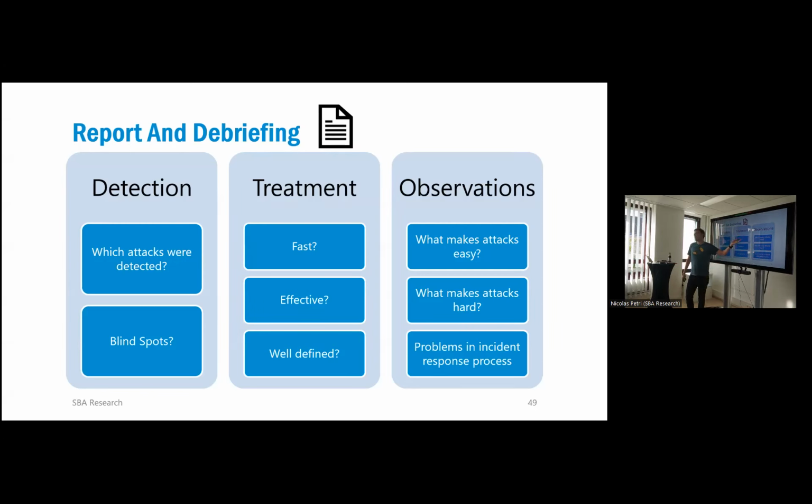And then you write down some observations, basically what makes attacks easy, what makes them hard. Maybe the security awareness is extremely good. Or maybe security awareness is very bad. And again, problems in the incident response process. Maybe there's only one person receiving those emails, and if this person is on leave, it's not forwarded.